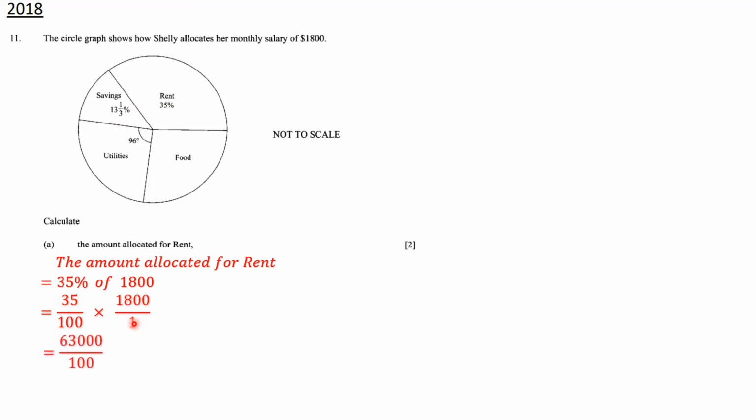And we're going to multiply 35 times 1,800. So 35 multiplied by 1,800 is going to be 63,000. And we do 100 multiplied by 1, which is 100. Now we divide them, and the answer here is 630. Okay, so that means that for her rent, she pays $630. Okay, let's move on to the next question.